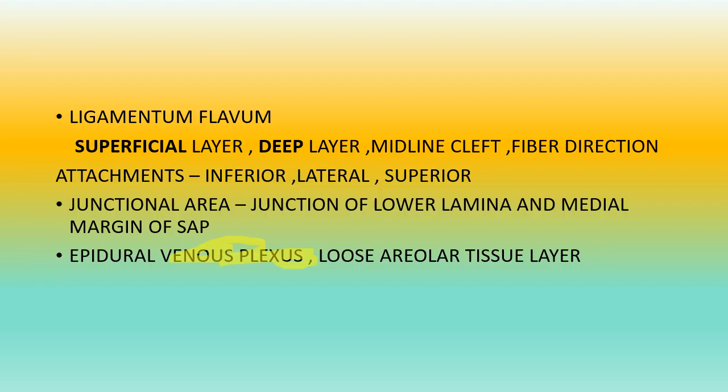Then one very important structure is the ligamentum flavum. Ligamentum flavum has two layers, superficial and deep layer, and there is a union, midline cleft and its fiber direction. There are attachments: inferior attachment, lateral attachment, superior attachment. Then there is the junctional area, the junction of the lower lamina and medial margin of the SAP. Then the epidural venous plexus and all loose areolar tissues.